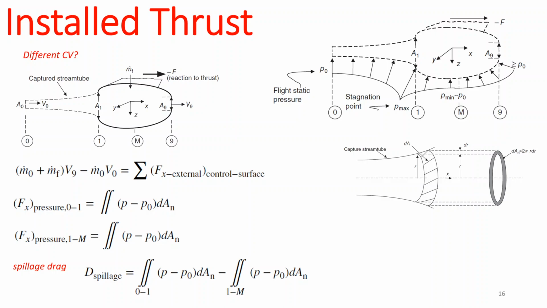Okay, so let's go back a little bit. Let's take a look at the first part, part 0 to 1 of your control volume here, the section 0 to 1. Okay, let's take a look at it. We have the double integral or the surface integral of P minus P naught dA N, right?